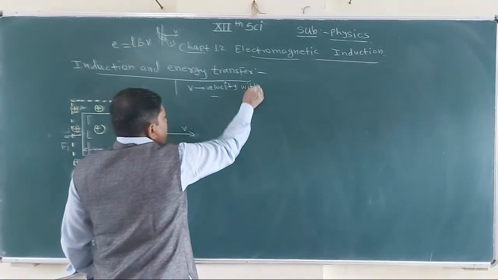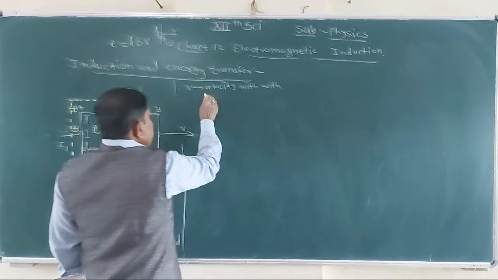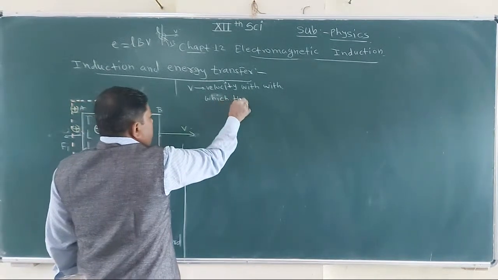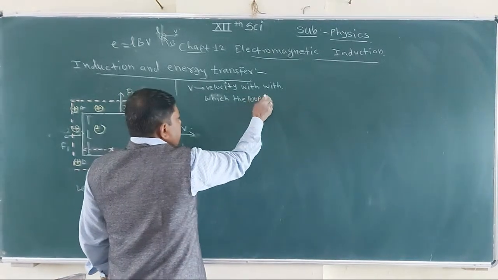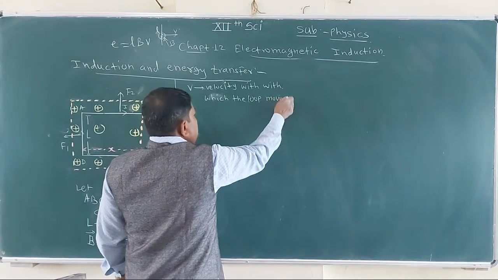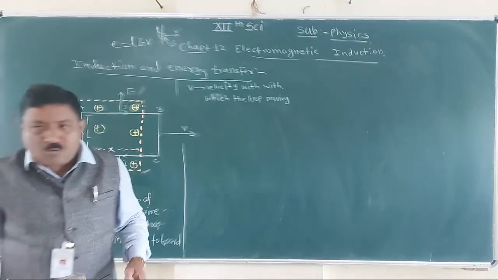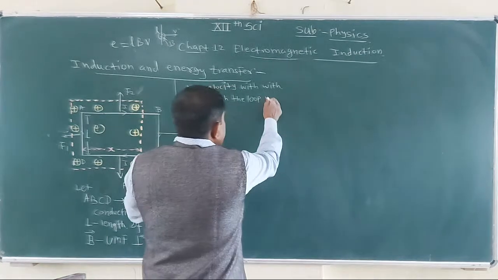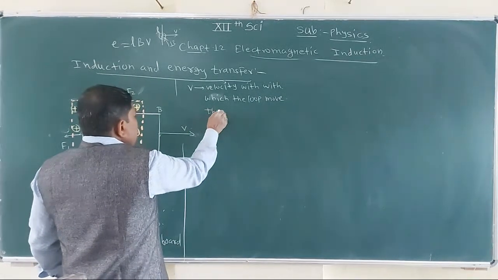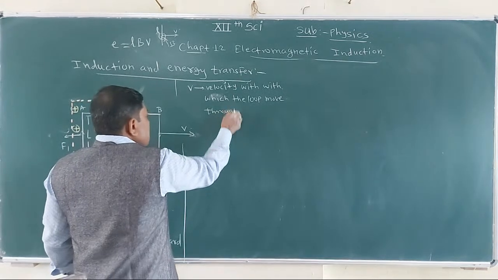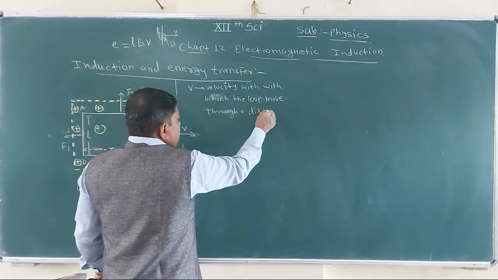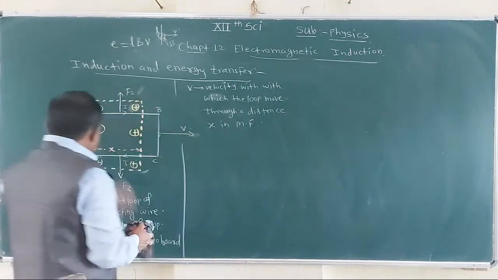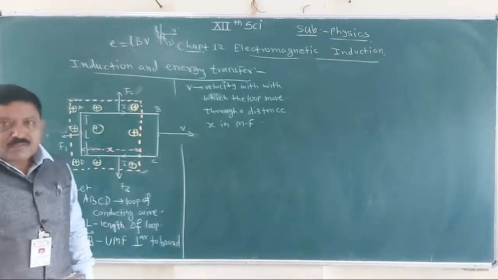Velocity with which the loop is moving, or move म्हणलं तरी चालेल. मूव केलाय, कुठपर्यंत आणलाय किंवा मूविंग थ्रू अ डिस्टन्स, move through a distance x in magnetic field. Magnetic field मध्ये x अंतरावर तो इकडे आणलेला आहे.